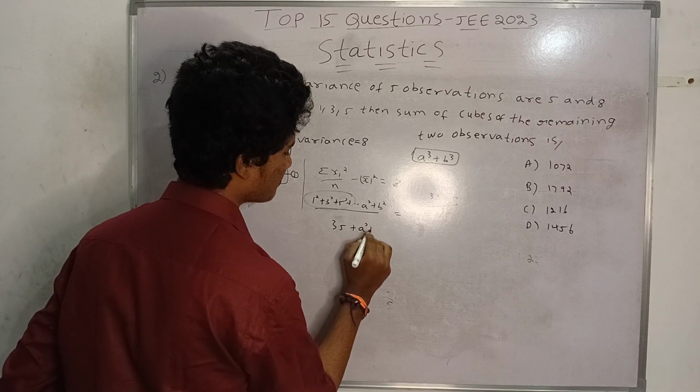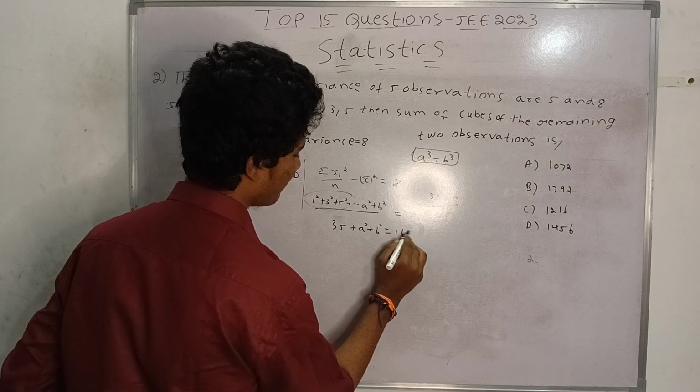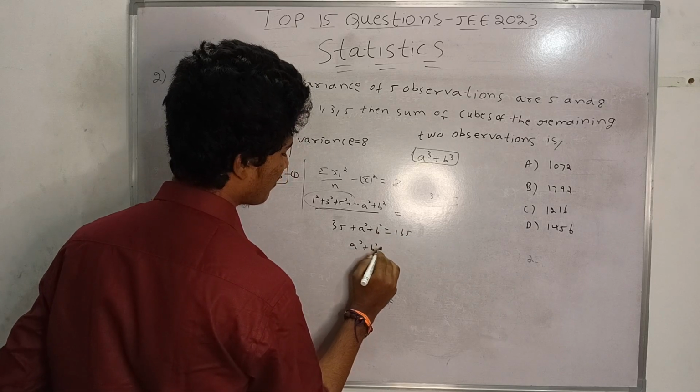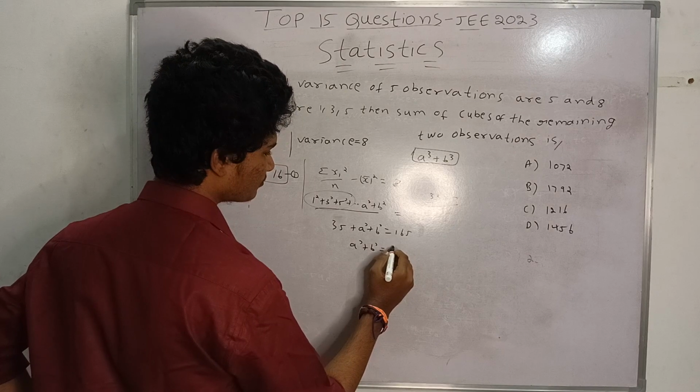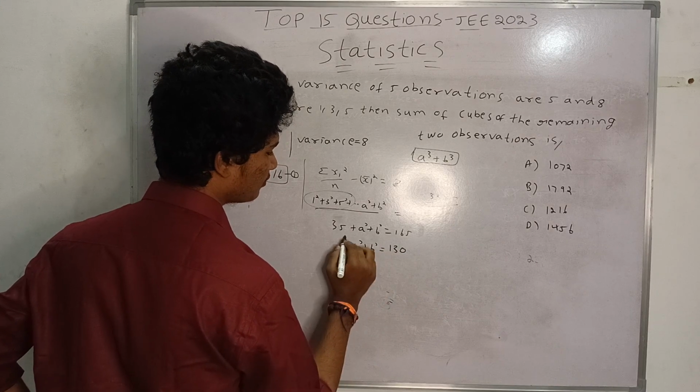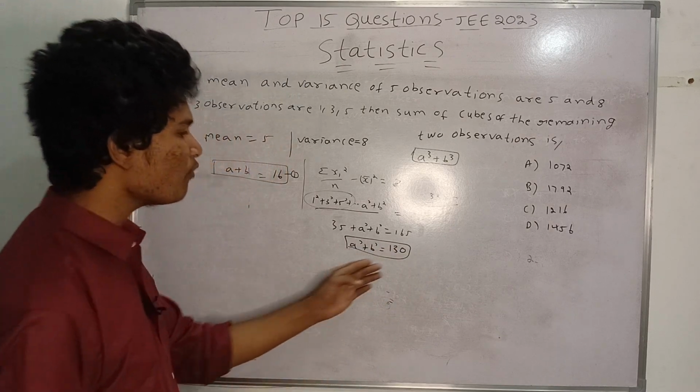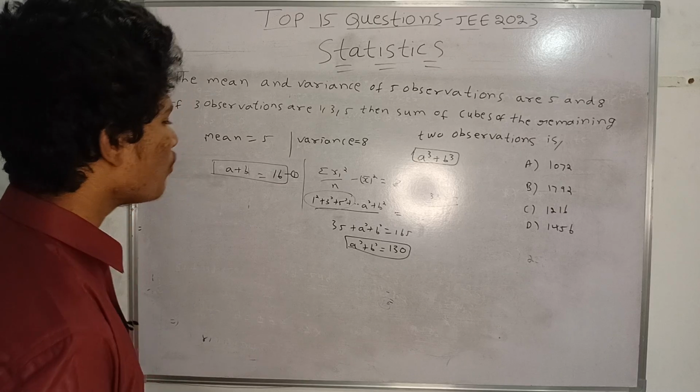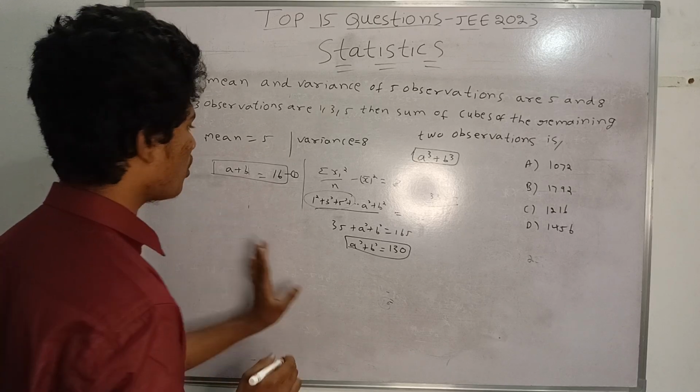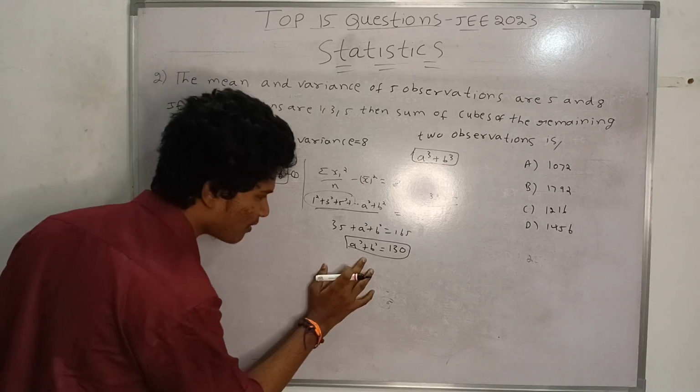35 plus A square plus B square equal to 165, and A square plus B square equals how much? It is 130. So A square plus B square value we got 130. And what about A plus B? We got 16. So here A plus B is there, here A square plus B square is there.